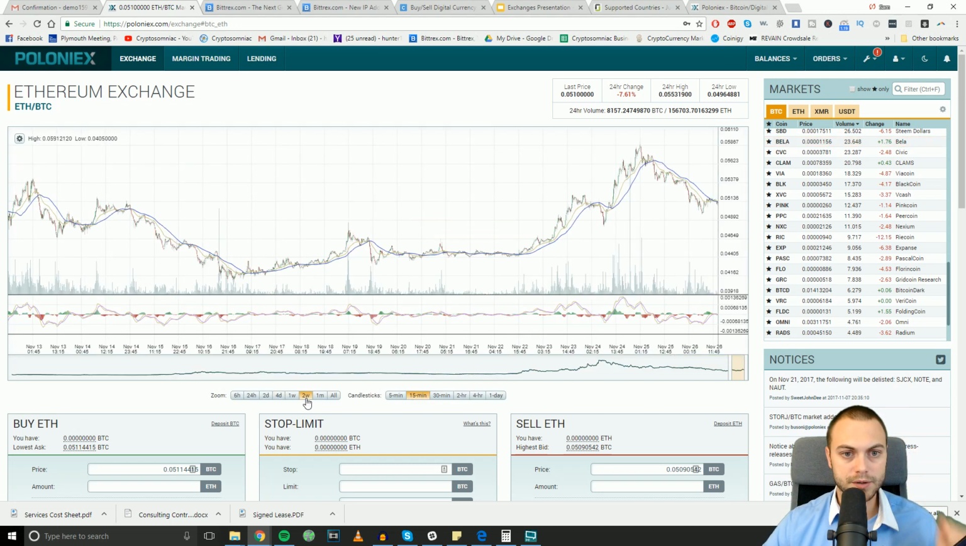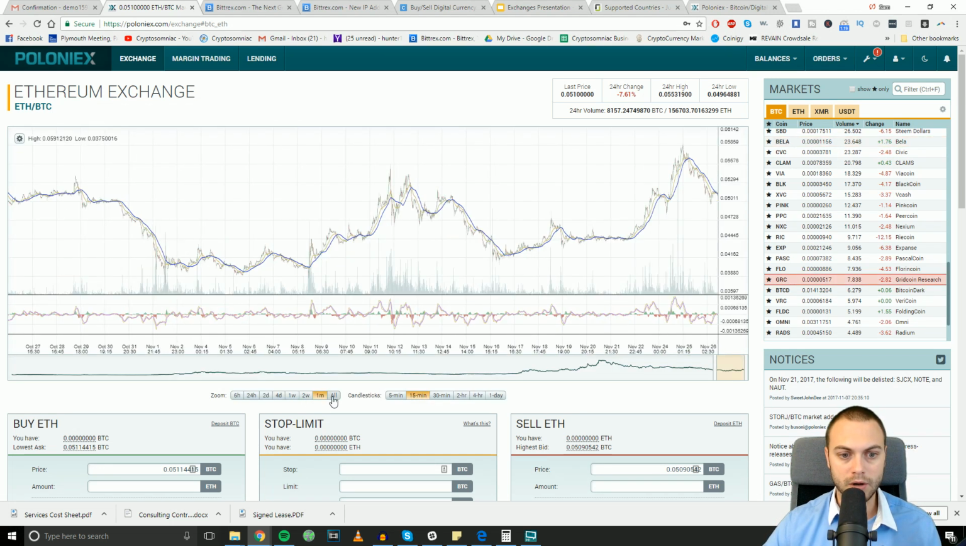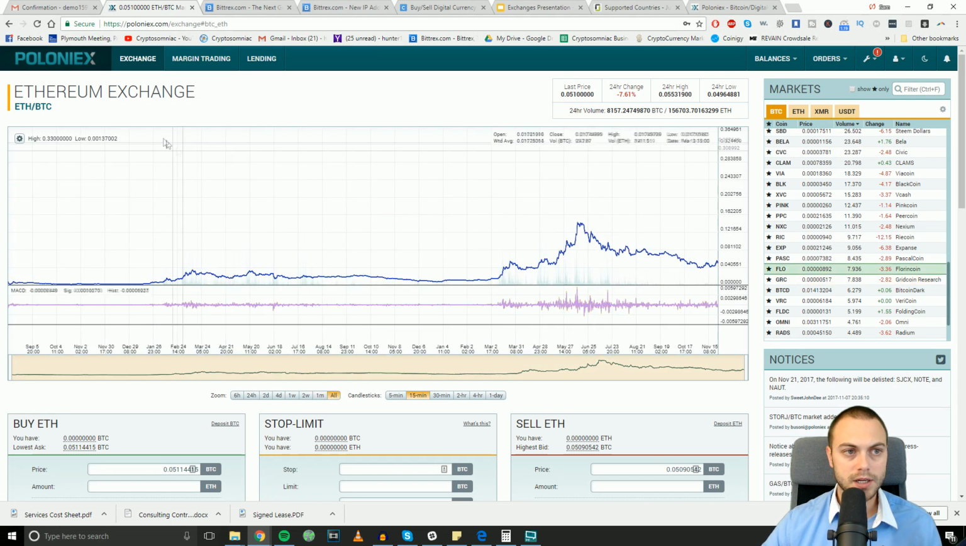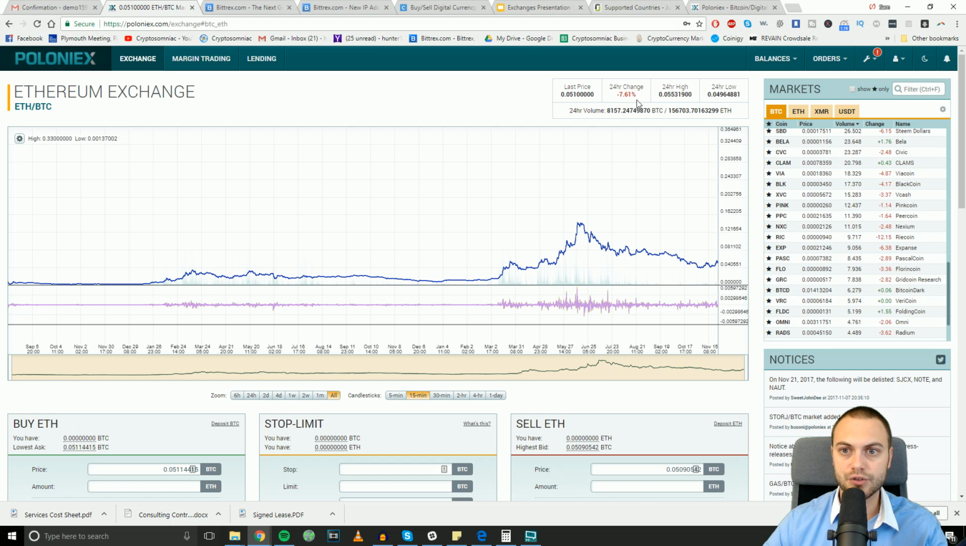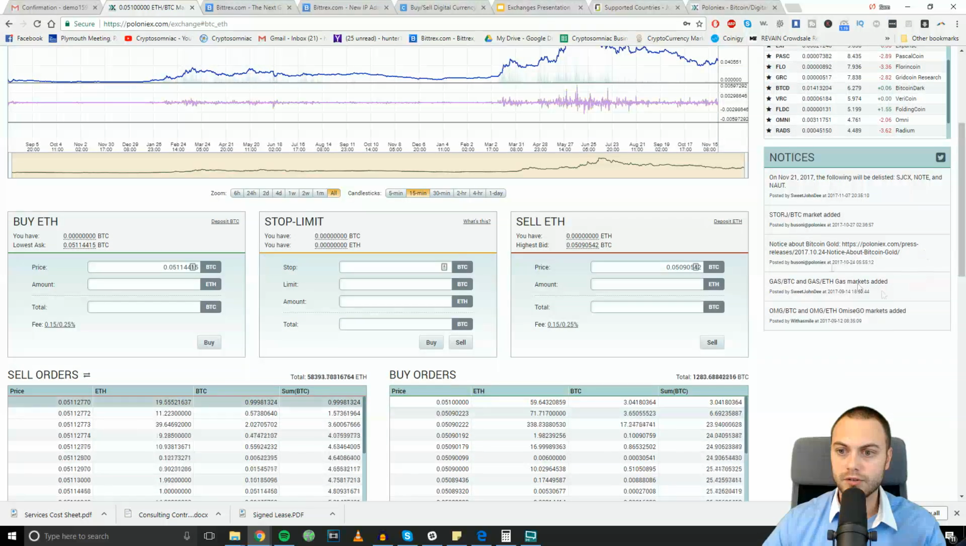You can zoom in on the 2-week or the 1 month, or look at all in the entire history. You can look at the last price, the 24-hour change in percentage, 24-hour high, 24-hour low. Down here, you'll see some basic news. Gas and BTC has been added. Gas and Ethereum market has been added, etc.